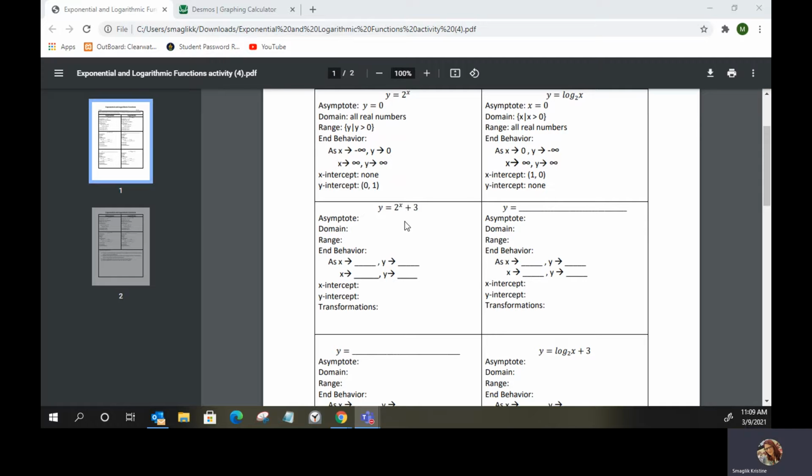Here I've given you an exponential. You are going to write the inverse of this exponential. Don't forget, you might have to look back in your notes. We've done this a few times.